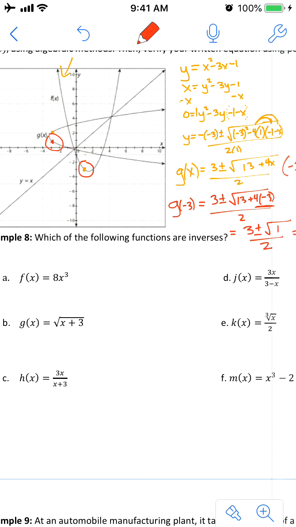But going on to example 8, which of the following are inverses? Let's try this one. So we have 6 functions here, right?